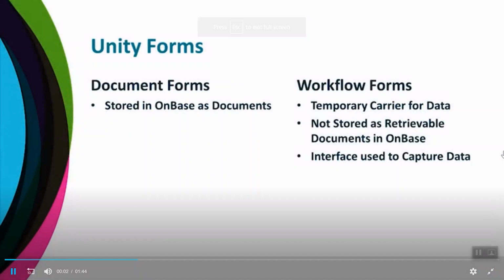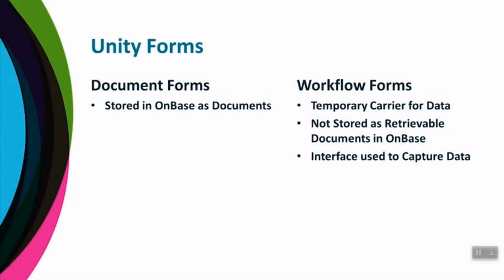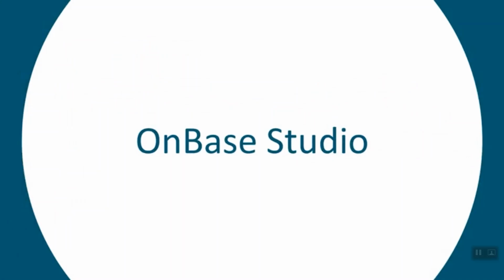Unity forms are broken down into two categories: document forms and workflow forms. Document forms are stored in ONBASE as documents once they are submitted. Workflow forms are just a temporary carrier for data and are not stored as retrievable documents in ONBASE. A workflow form is an interface used to capture data and then store that data, for instance, in a keyword, property, or a workview object.